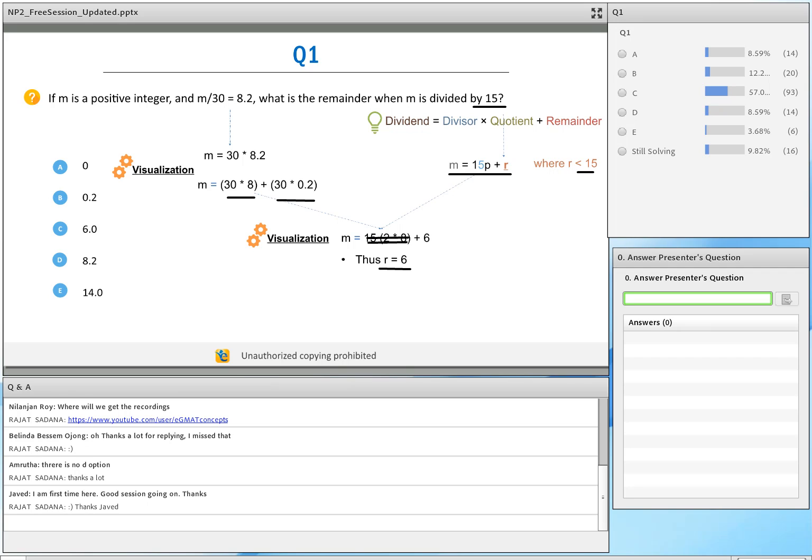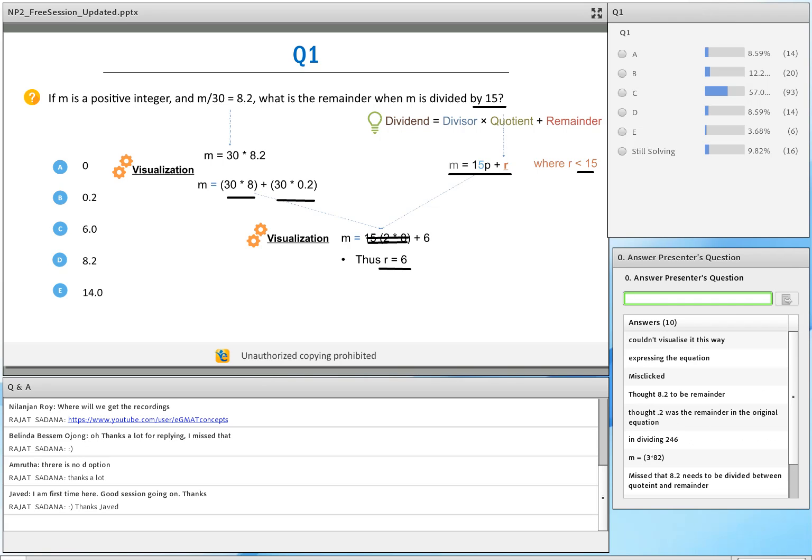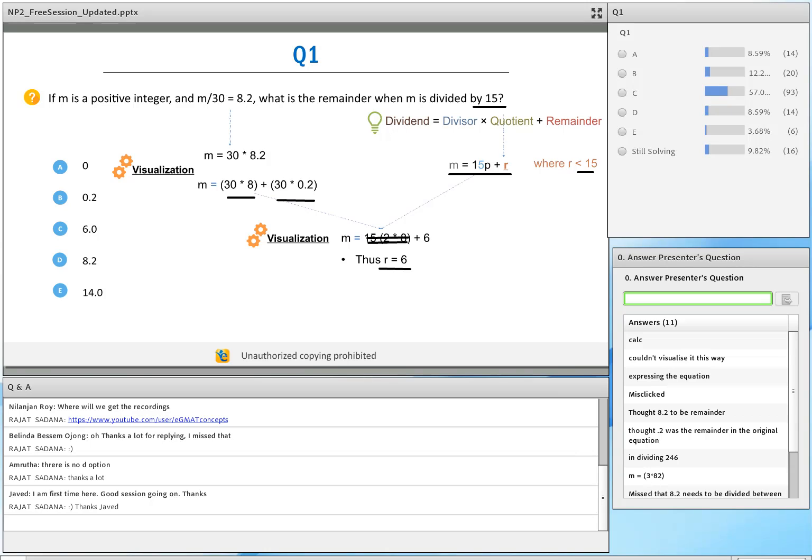Where did you make a mistake? Those of you who chose either choice A or choice B or choice D or E, can you type in your answers over here, please? Okay, expressing the equation. Fluffy is saying multiplying the remainder with 30. Okay, you thought 0.2 was a remainder. The remainder always has to be an integer. Couldn't visualize it this way.